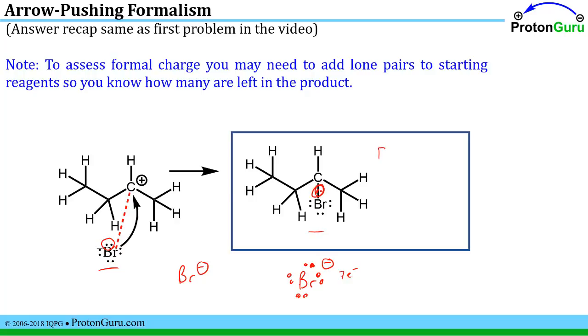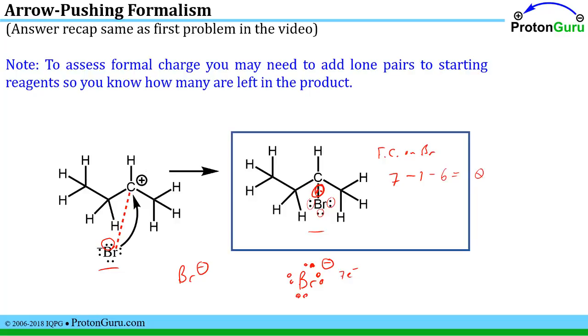Now I can figure out the formal charge on the bromine. The valence was 7. Take away the number of bonds, and then take away the number of non-bonding electrons. There are 3 lone pairs, 2, 4, 6 electrons. Now there's a charge of 0 on the bromine.